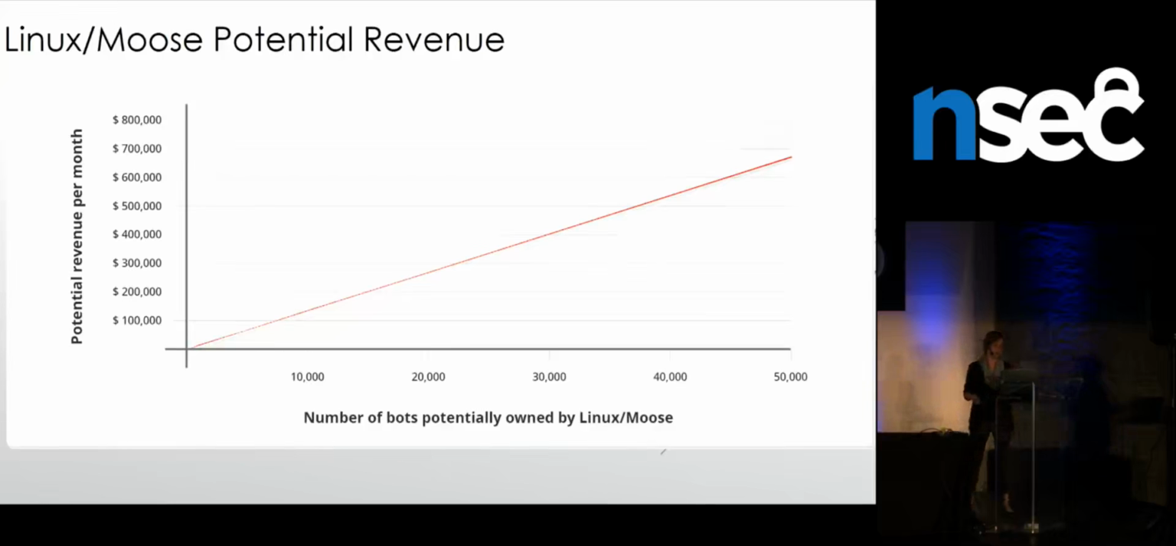But if you look at it, for 13,000 bots, if Linux Moose had that and monetized all their follows, they would make about $400,000. Per month, that's what I said. If, for example, they're not monetizing all their follows, and we saw that they gave me more, so they're not monetizing all of it, let's say it's half. Then it's still $200,000 per month, which is quite a lot, right?